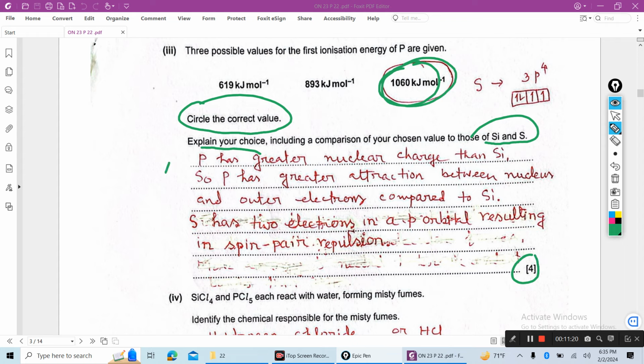Phosphorus has greater nuclear charge than silicon because phosphorus has 15 protons and silicon has 14 protons. So phosphorus has greater nuclear charge, greater nuclear pull. So phosphorus has greater attraction between the nucleus and its outer electron compared to silicon. As phosphorus has more protons in its nucleus compared to silicon, the attraction between the phosphorus nucleus and outer electron is more.